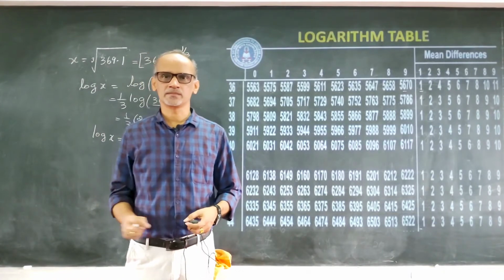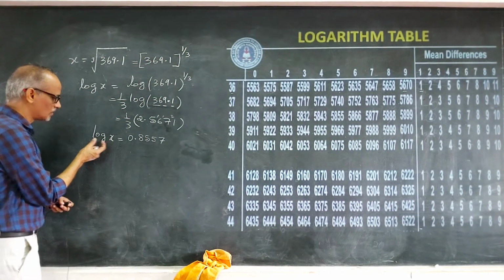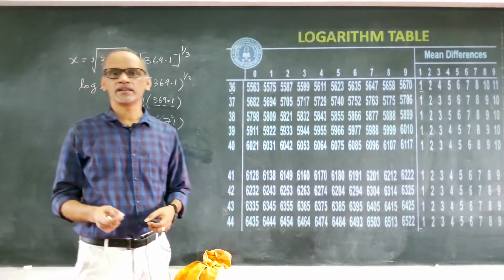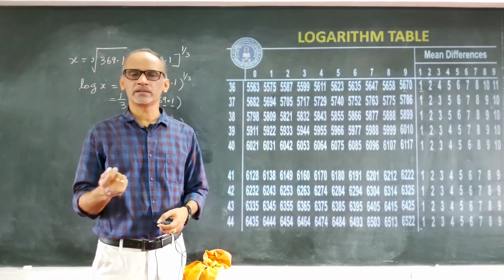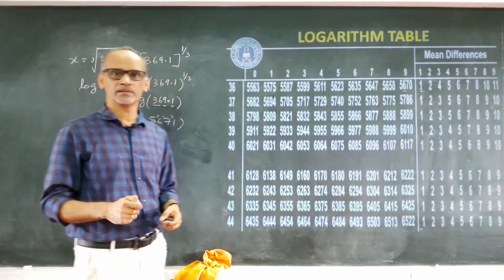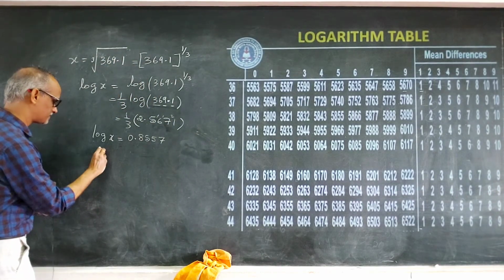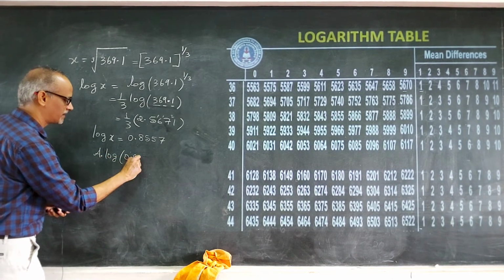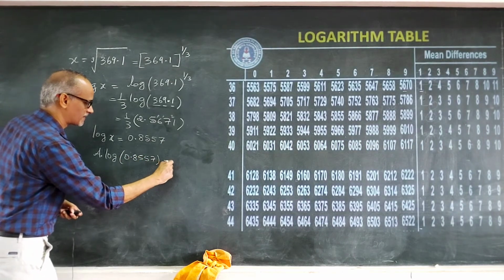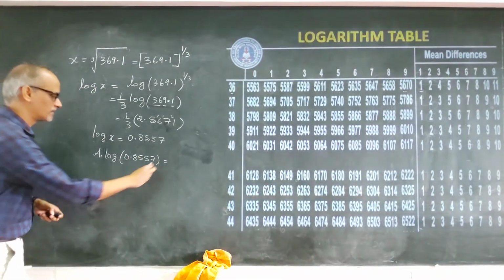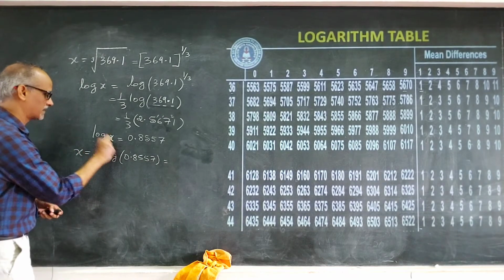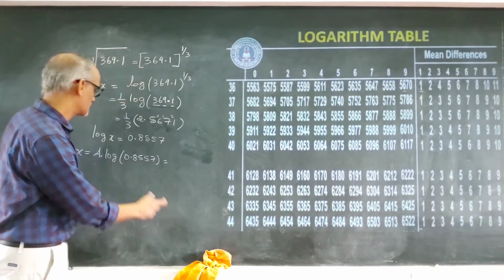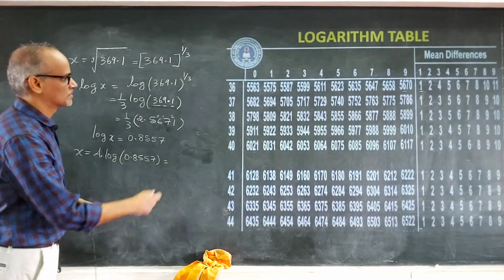I want to find x. So now we know the value here, but I want to find the number. So how to find the number? It's exactly the reverse of the logarithm. What is that reverse of the logarithm? It's the anti-logarithm. So now we have to find the anti-log of 0.8557, and that will give you the final answer for x. So that means we need an anti-logarithm table for this particular number. Okay, right. So refer to this.